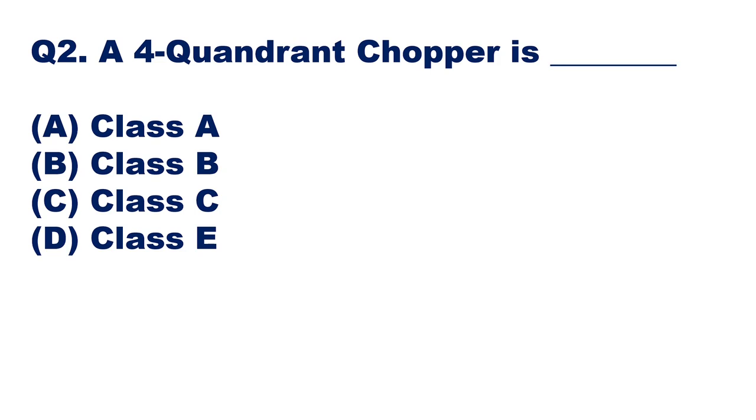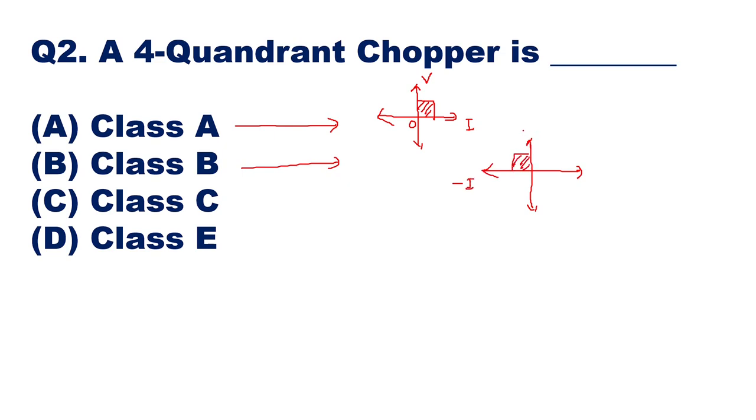So here if you see the options, option 1 is class A. So in class A, when you draw the graph of voltage and current, here we have to take y-axis as voltage and x-axis as current. So for class A, it will be the first quadrant, that is positive voltage and positive current. Similarly, class B works in the second quadrant. If you draw a graph of voltage versus current, you can see class B is going to work in the second quadrant. Okay, that is minus I and plus V.